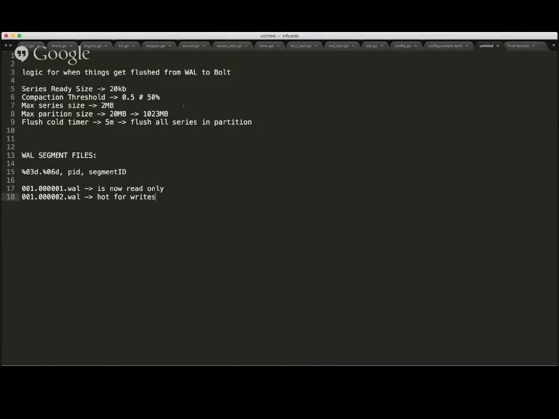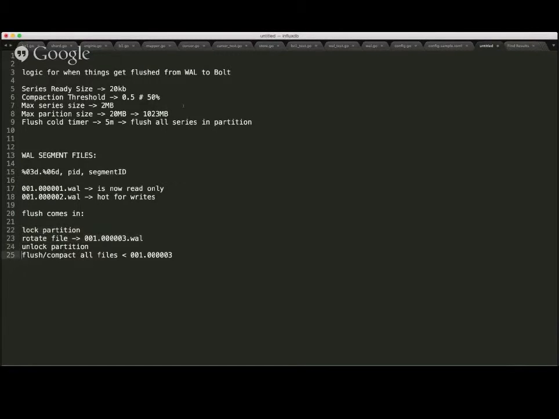Right? So when a flush comes in, we lock the partition, rotate the file, unlock the partition, and then flush all files less than 3. So what that means is we only block the partition for writes during this very short window of time where we rotate the file. It's less than a millisecond.